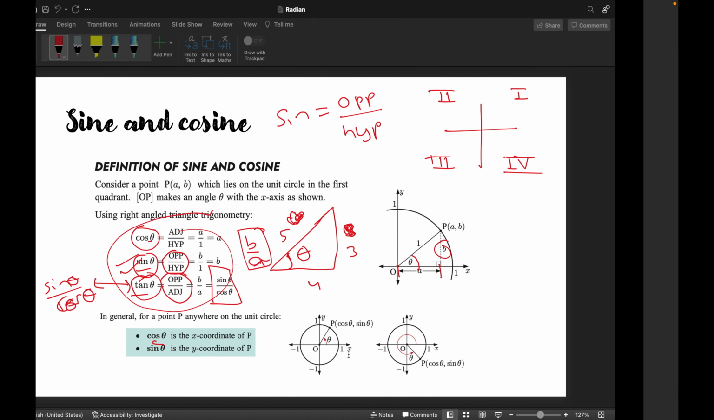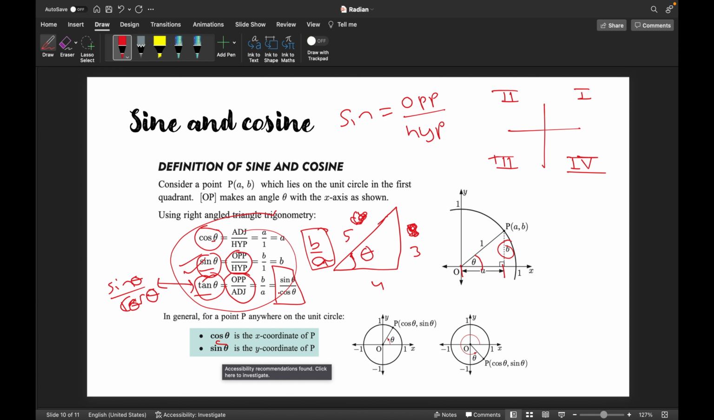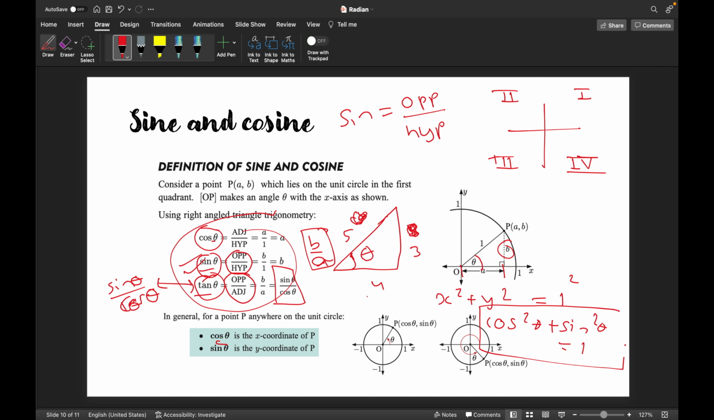I also forgot to mention this point over here. So we know that x squared plus y squared in this case would be 1, right? Or 1 squared. So if we actually plug in these values, we'd get cos squared theta plus sine squared theta equals 1. This is one of the trigonometric identities we're going to learn in the next chapter. So yeah, this is very important. So cos squared theta plus sine squared theta is 1. You need to remember that.